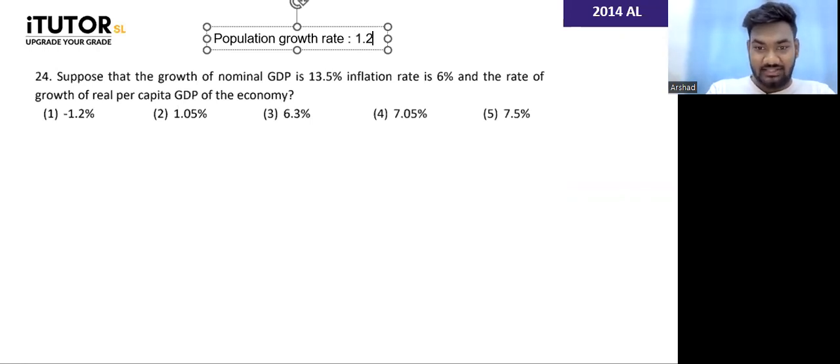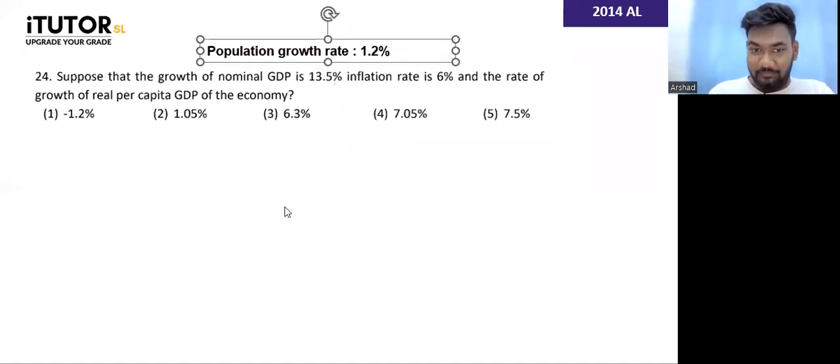1.2%? Right. So sorry guys, make a small correction in this question. I have not typed the question fully properly. The additional information is that they also give the population growth rate. I think I have missed that line. So then they are asking for the real per capita GDP.